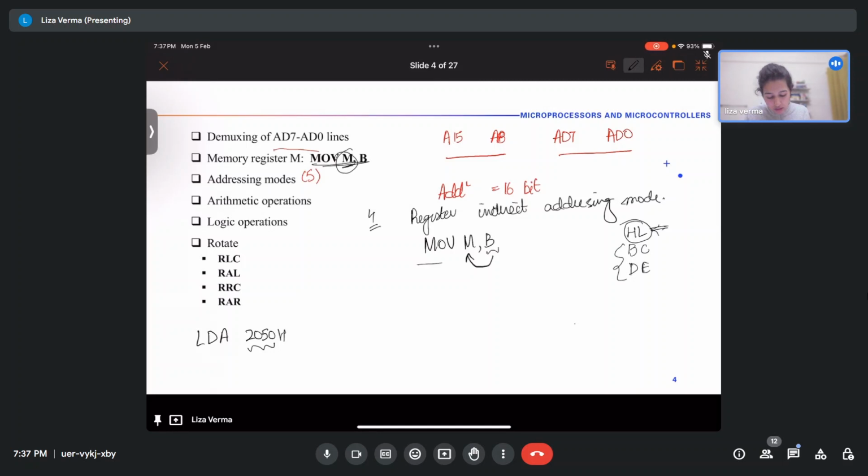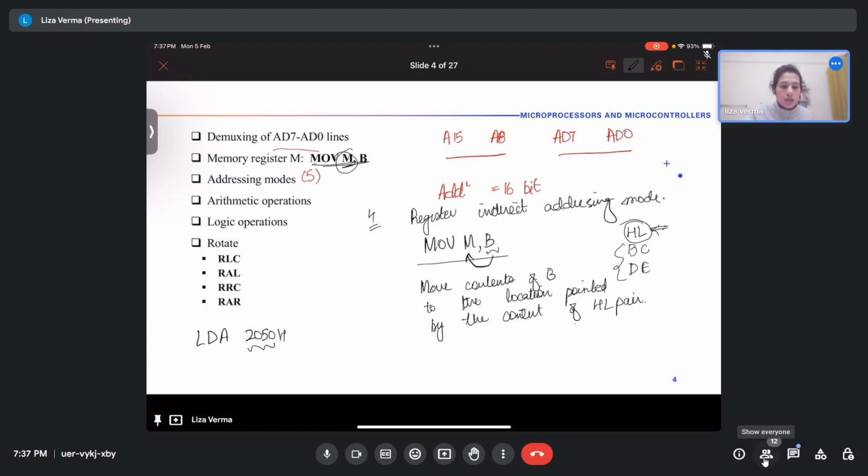Okay, so this instruction, what is it telling? That move the contents of B to the location pointed by the content of HL pair. Is it understood? Yeah. Can someone please tell me if this one is clear?